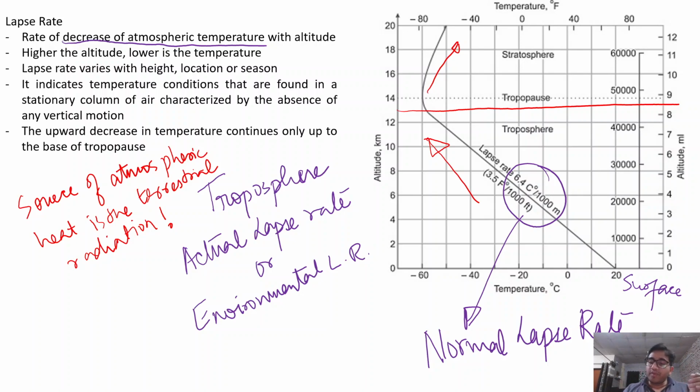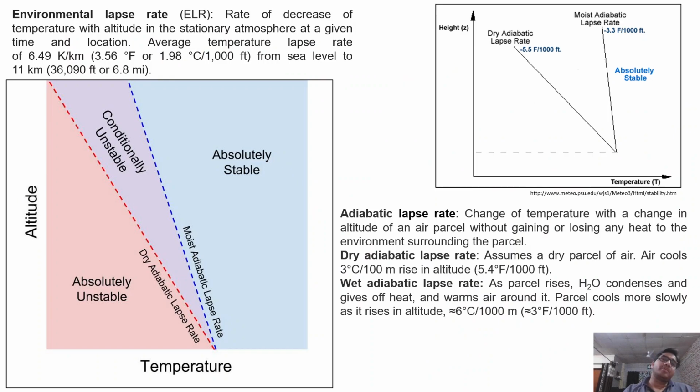Okay. Moving ahead, as I mentioned about the normal lapse rate, environmental lapse rate, basically the lapse rate, there are three main kinds. Environmental lapse rate, which is the rate of decrease of temperature with altitude in stationary atmosphere at a given time and location. So we assume over here that there is not much movement of the air.